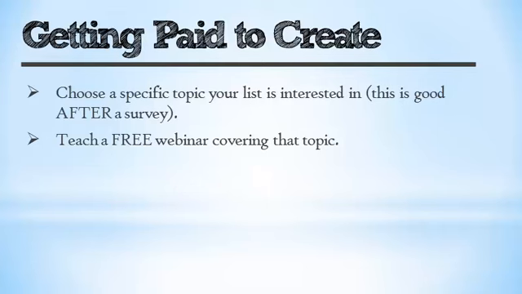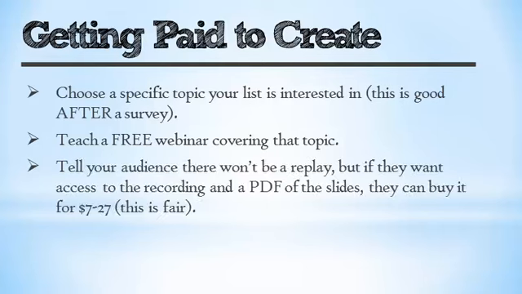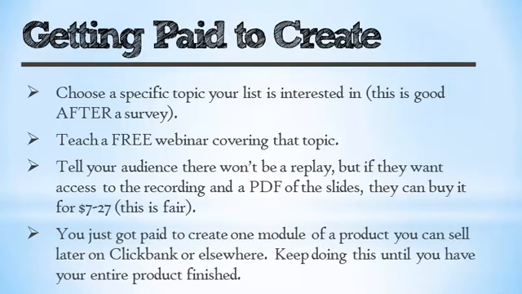You teach a free webinar covering that topic. And then you tell your audience, hey guys, look, there's not going to be a replay. But if you want access to the recording of the webinar and a PDF of the slides, they can buy it from you for anywhere from $7 to $27. Now, what you did there is you just got paid to create one module of a product that you can sell later on ClickBank or somewhere else. And just keep doing that until you have your entire product finished. Does that make sense?